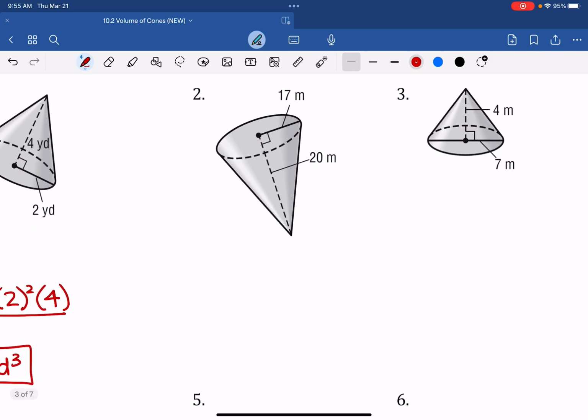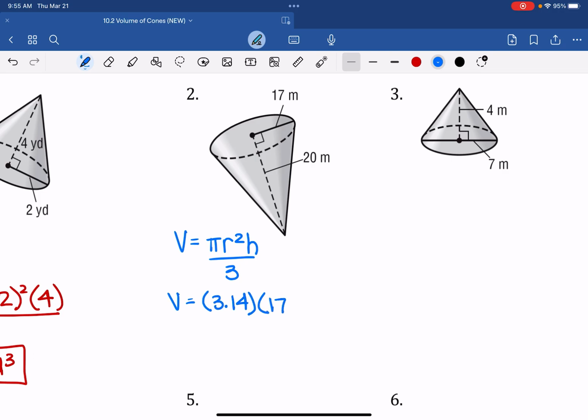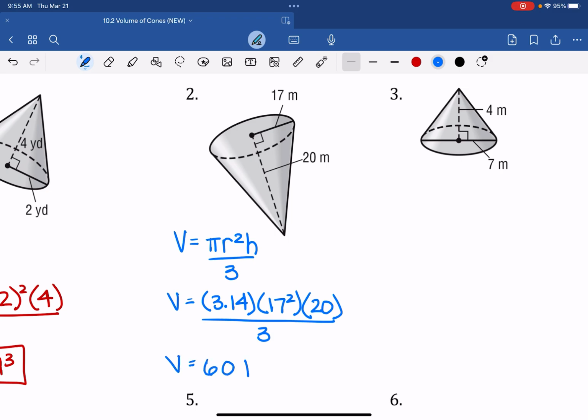Okay, number 2. We'll write the formula again, pi r squared h divided by 3. Pi is 3.14. The radius is 17, so 17 squared times 20, and then don't forget to divide it by 3. After you put all that in your calculator, you should get 6,049.7 inches cubed.